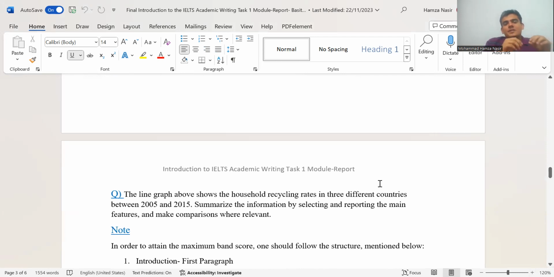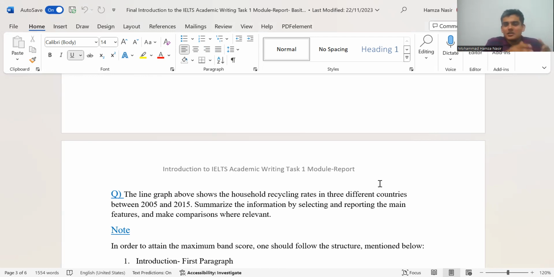Question: The line graph above shows the household recycling rates in three different countries between 2005 and 2015. And here's what they're asking you to do. Summarize the information by selecting and reporting the main features and make comparisons where relevant. Some people say, why is the overview so important? Because an overview is a summary of the main picture. They're asking you clearly in the question to summarize. So if you haven't given the overview, you haven't answered the question fully. You haven't justified the task response band descriptor.